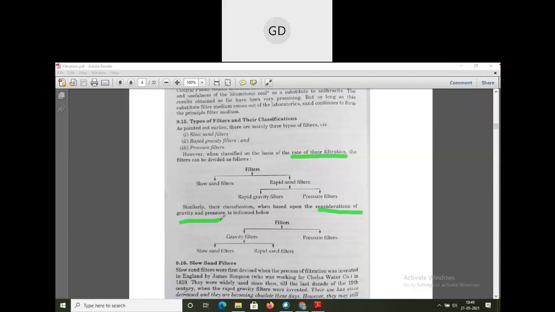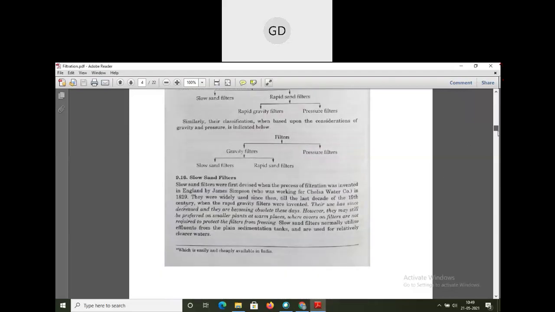So you can see in this classification that slow sand and rapid sand are coming twice. So it is important to learn about slow sand filters and rapid sand filters. Okay, so now we will be learning about the slow sand filters.